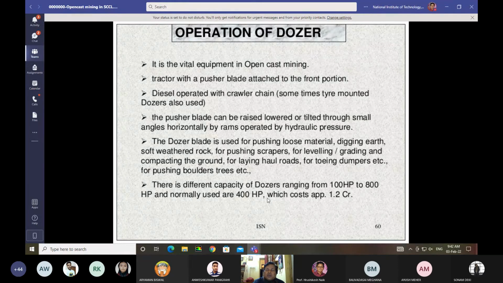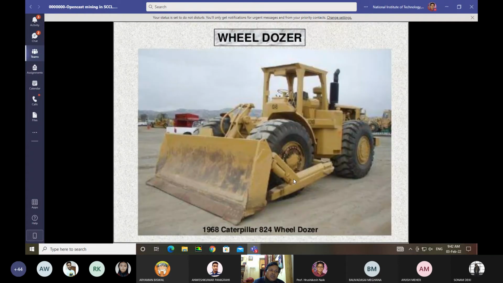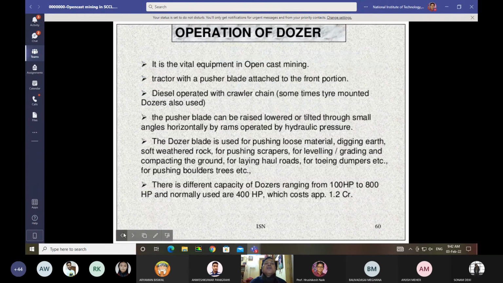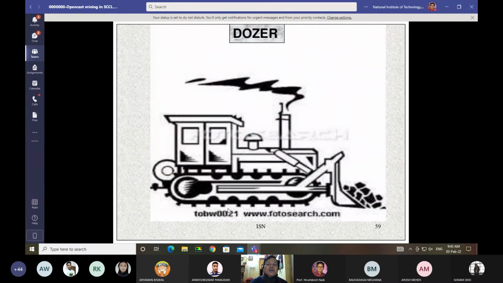So this is called a wheel dozer. The previous one was a crawler mounted dozer. This is the crawler. Over the crawler, the dozer is sitting. Therefore, it is called a crawler mounted dozer. Also, there are wheel mounted dozers. This is a wheel mounted dozer. This is the wheel.